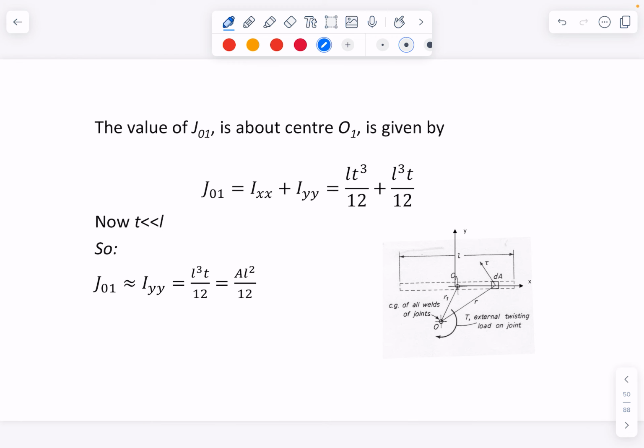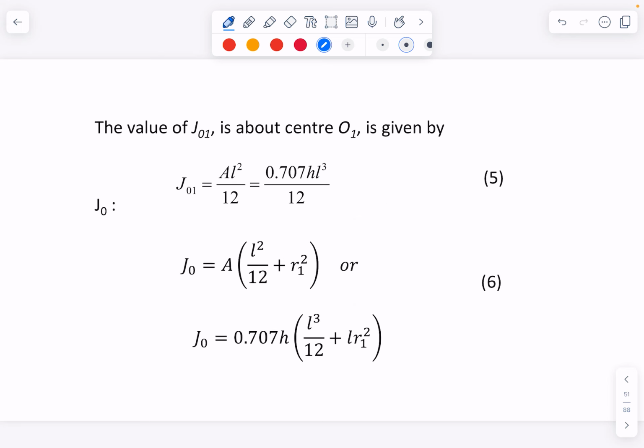Now, one of the nice things is that if you think about the length of the weld versus the thickness of the weld, T is a lot less than L. So that can simplify down so that your J is just AL squared on 12. That makes it a little bit easier for us.